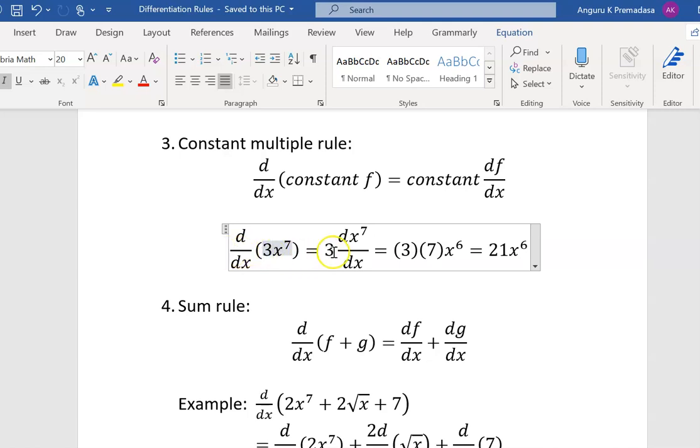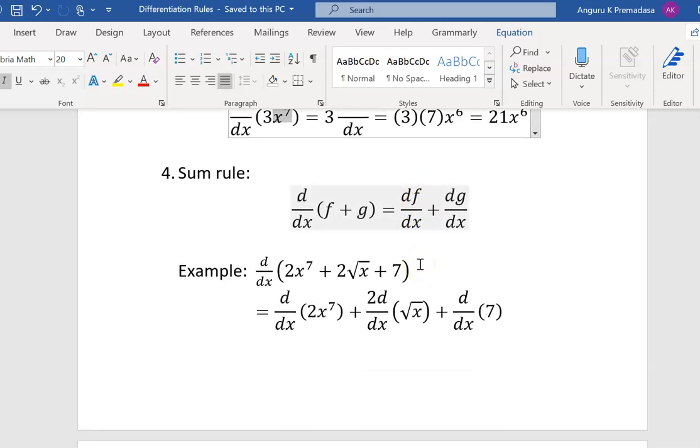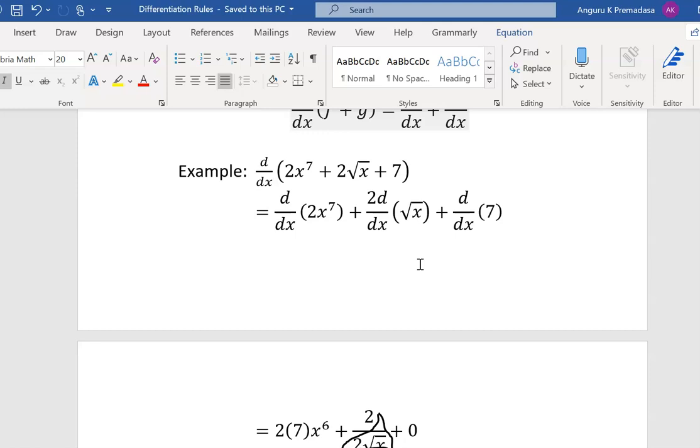So that means it's 3 times, and you just leave the constant as it is, and you differentiate the x to the 7. So it will be 3 times the derivative of x to the 7, which will be 7 times, 7 goes in front, and x to the 7 minus 1, which is 6. So it's 3 times, 3 is outside, and 7 times x to the 6, which is 21 x to the 6. Likewise, there is another rule, which is the sum rule.